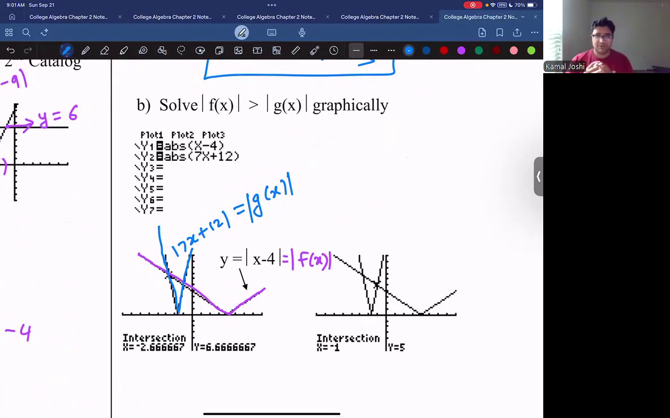And the problem we were discussing was to solve this, absolute value of f of x is greater than absolute value of g of x, graphically. And here are the graphs of f and g. I have highlighted them in blue and purple for clarity, f and g.